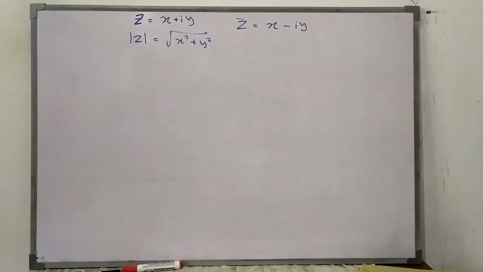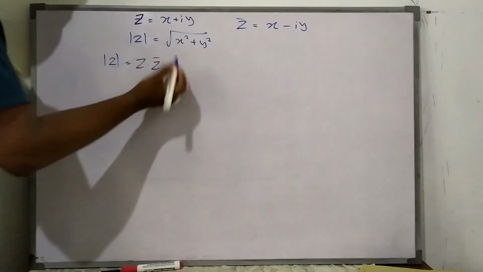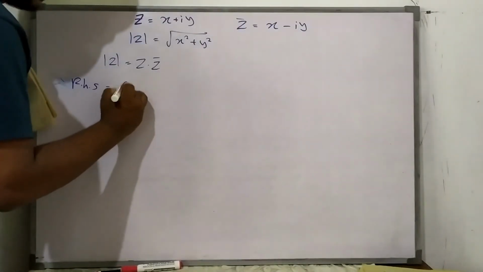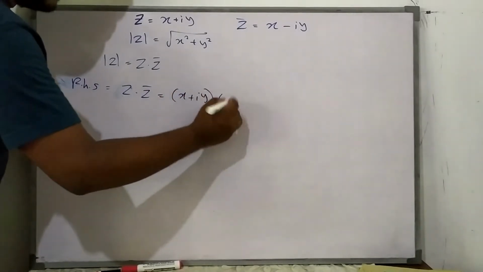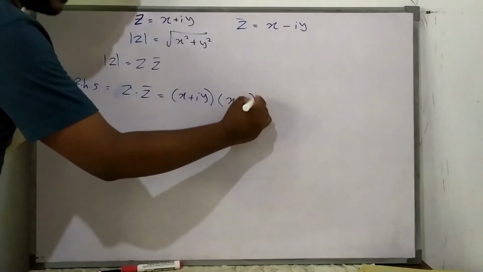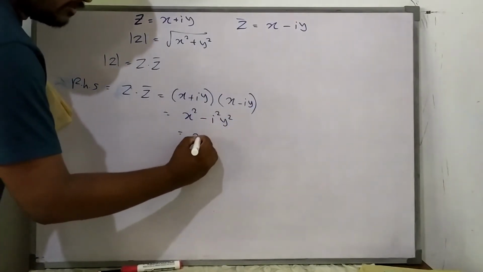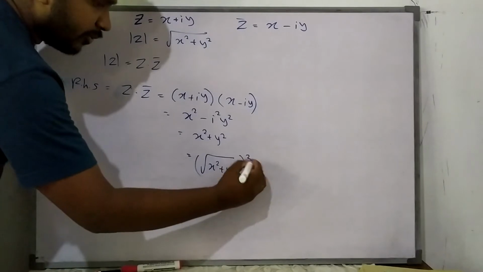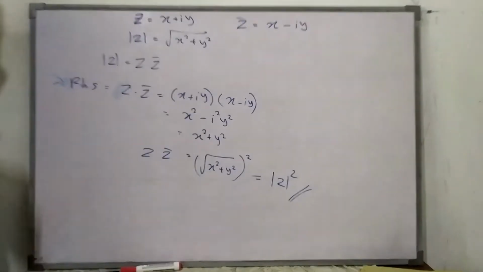prove that modulus z squared equals z into z bar, right? So how to prove this? I am starting from the right hand side. We already defined z as x plus iy, and z bar means x minus iy. When you simplify it, it will be minus i squared y squared. This is minus minus 1, x squared plus y squared. Therefore x squared plus y squared, whole thing is squared. This is modulus z squared. This is my z z bar. Therefore the proof was done.